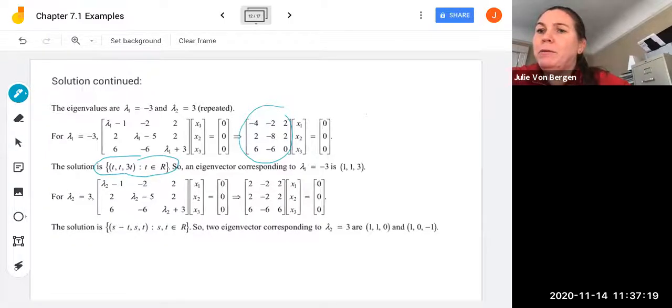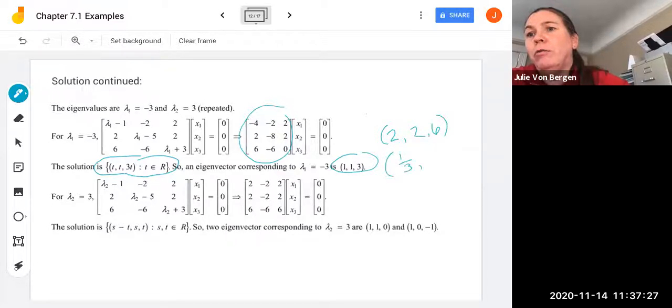So one possibility is 1, 1, 3, but remember, you could also have something like 2, 2, 6, or you could have 1/3, 1/3, 1. So when we run Sympy, we might get a different eigenvector because of the free variable, but it's still equivalent. It's just a multiple of this eigenvector 1, 1, 3.